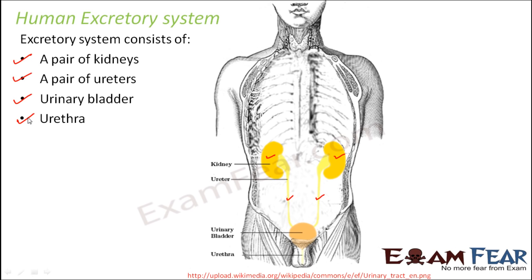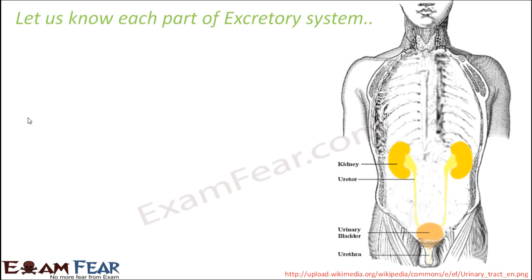Before we try to understand how excretion takes place, as I said, excretion takes place through urine. All of us excrete urine, and urine contains all the waste materials of our body. But the most important question here is, how is the urine formed? In order to understand the formation of urine, we should be aware of the structure of the different parts which help in the formation of urine. So that is what we are going to do now. First, let us understand the different parts of the excretory system and their structure, and then we will talk about the process of urine formation. So let us know each part of the excretory system.